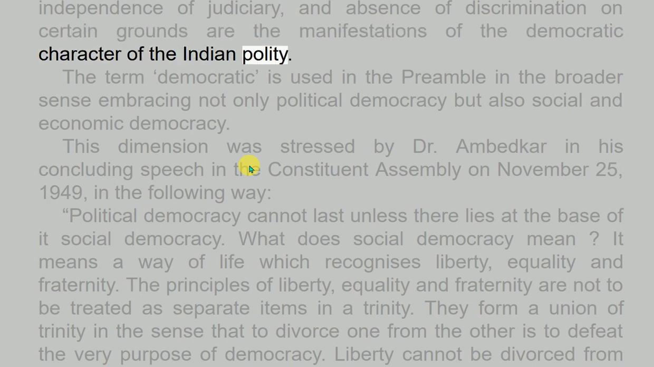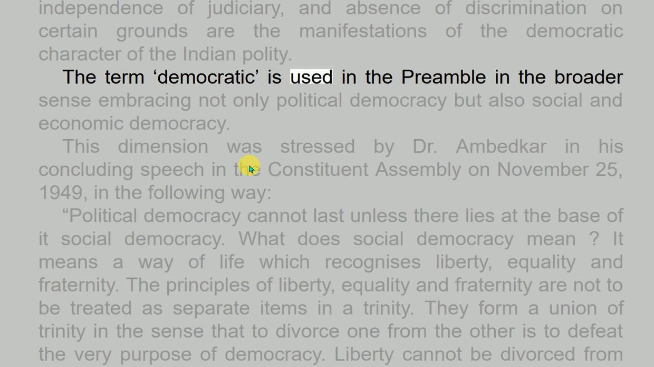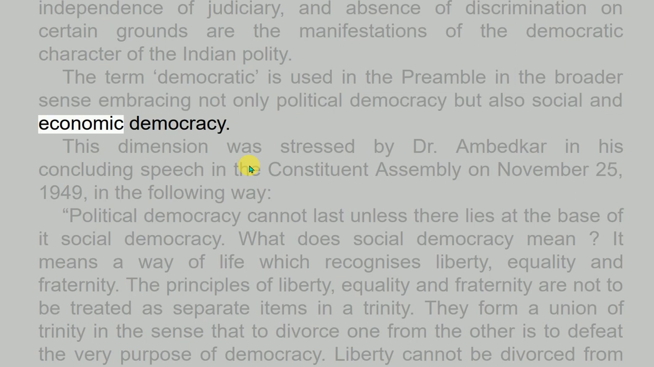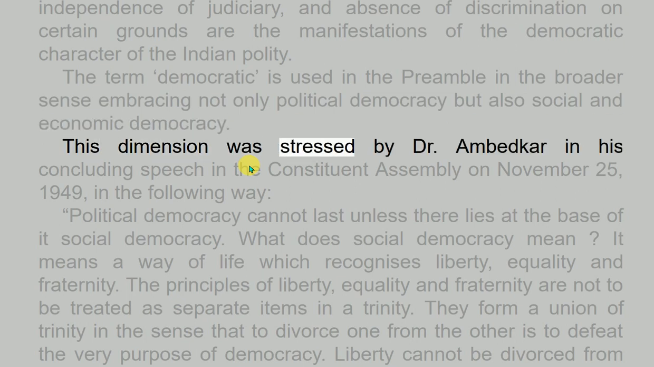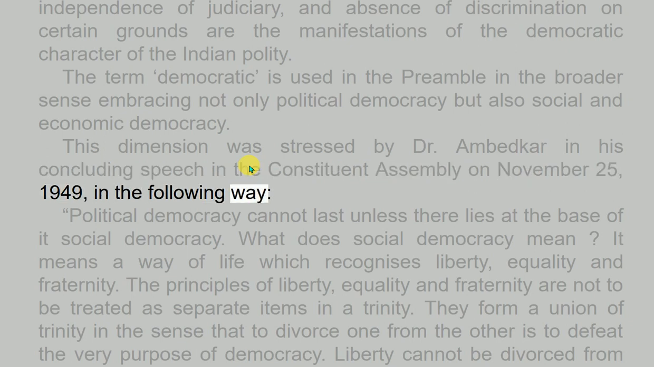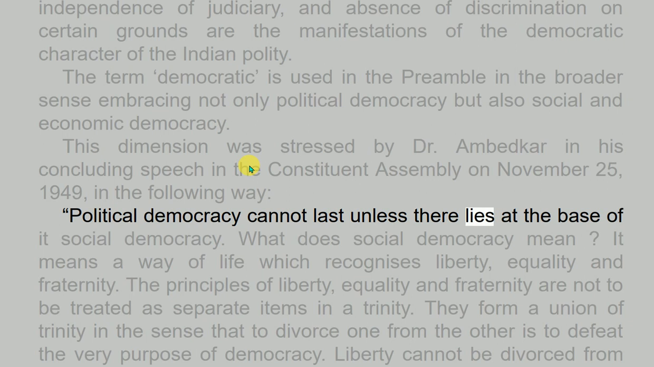The term democratic is used in the preamble in the broader sense, embracing not only political democracy but also social and economic democracy. This dimension was stressed by Dr. Ambedkar in his concluding speech in the Constituent Assembly on November 25, 1949, in the following way: political democracy cannot last unless there lies at the base of it social democracy.